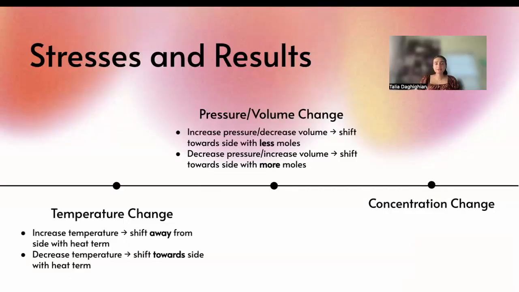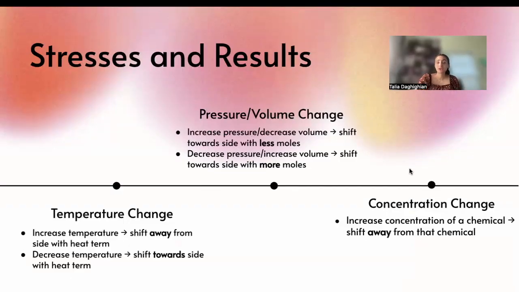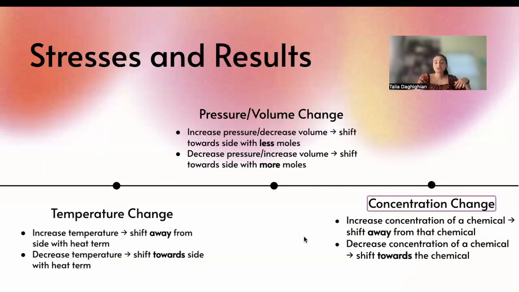And our last stress is concentration change. So if we increase the concentration of a chemical, whether that be a reactant or a product, the reaction is going to shift away from that chemical, similar to the temperature change, where if we increase heat, our reaction is going to go the other way and counteract it. And if we decrease the concentration of a chemical, the reaction will shift towards that chemical to make more of it to counteract the amount we took away.